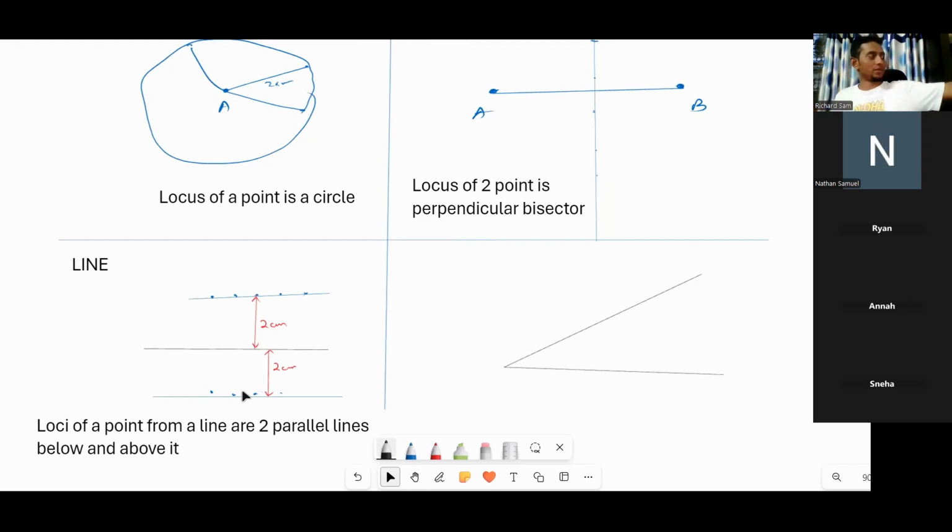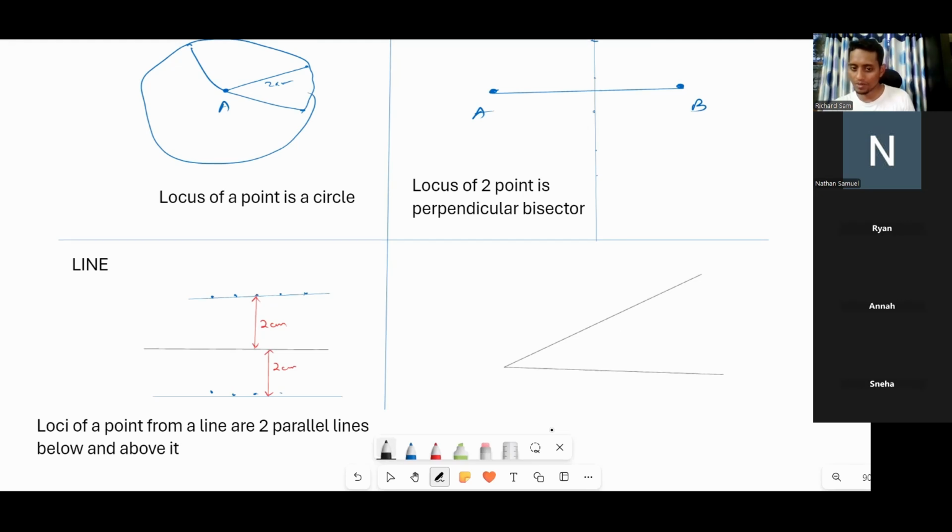See, in the previous one, it was loci of a point equidistant from this one line. Whether it's 2 centimeter or 3 centimeter. What was it? It was loci of a point which was equidistant from this line. Equidistant means equal distance. So equal distance up, equal distance down. That's why it's two parallel lines. So here also, what will be the loci of a point equidistant from both these lines? How can you draw perpendicular bisector? From both the lines like this?